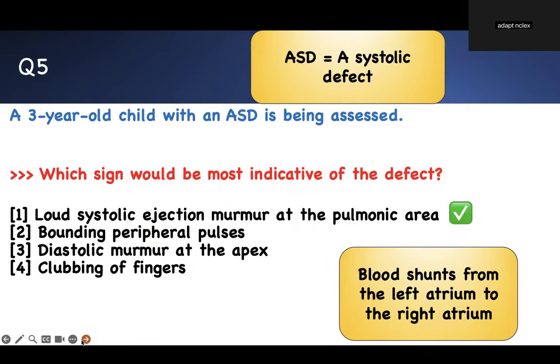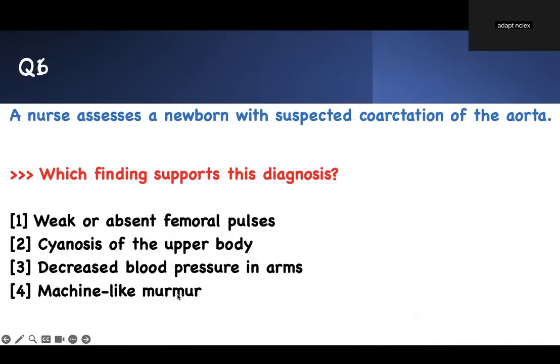This is the way you can break most of these questions. They are a little bit intimidating, but you've got to use the pathophysiology and logic. Which findings support the diagnosis? Same thing. The nurse assesses a newborn with suspected coarctation of the aorta. What do you expect? Weak and absent peripheral pulses, cyanosis of the upper body, decreased blood pressure in the arm, or a machine-like murmur? Once again, stop the video, put down your answer in the comment.